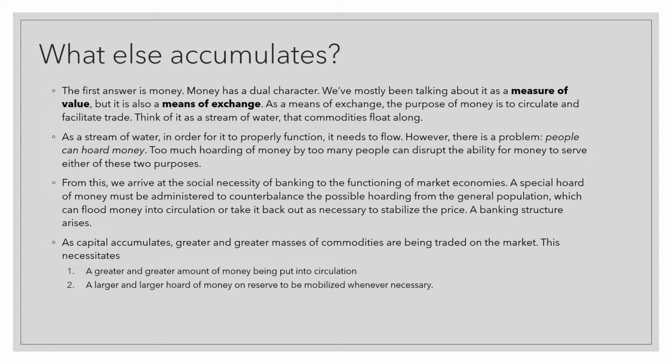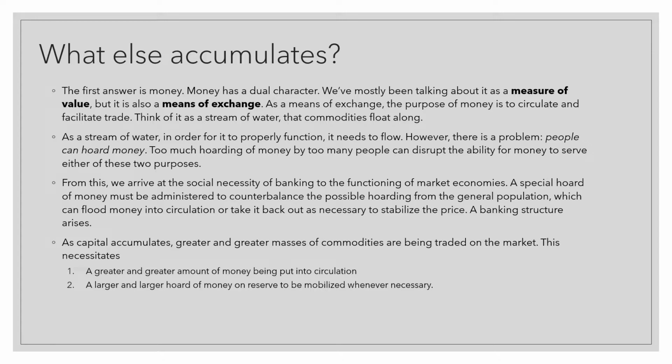So the measure of value and the means of exchange, these two purposes are in contradiction with each other, because the means of exchange creates an incentive to hoard, and that incentive to hoard disrupts money's ability to properly measure value. And so a new social necessity arises out of this: the social necessity of maintaining a societal hoard of money. If everybody's hoarding money, then you need to, as a society, organize a centrally administered hoard of money in order to inject liquidity into your stream of water.